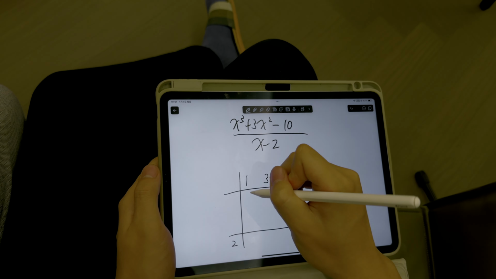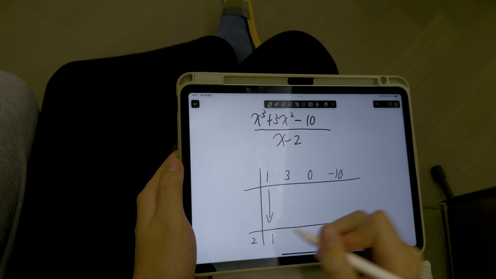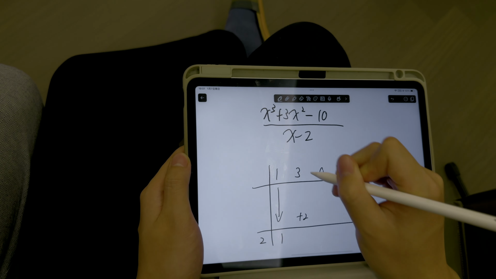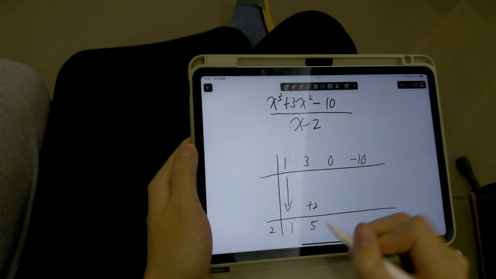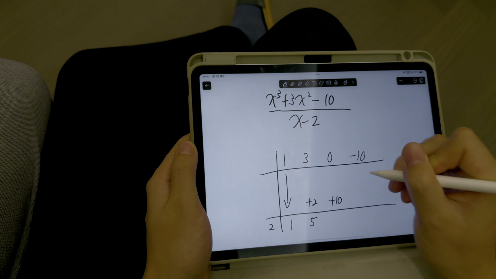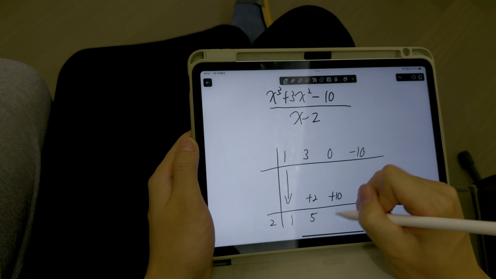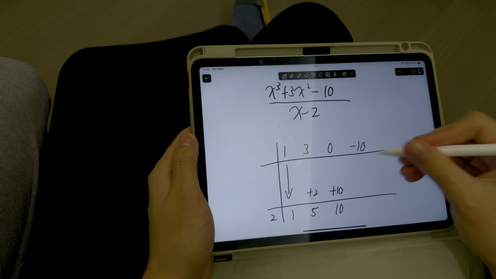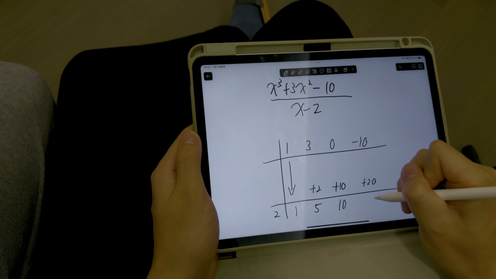The first coefficient, let's just drag it down, 1. And then 2 times 1 is 2. We put plus 2 here. 3 plus 2 is 5. 5 here. 2 times 5 is plus 10. We put plus 10 here. 0 plus 10 is plus 10. Just put 10. And then 2 times 10 is 20. Put 20 here. 20 minus 10 is 10.